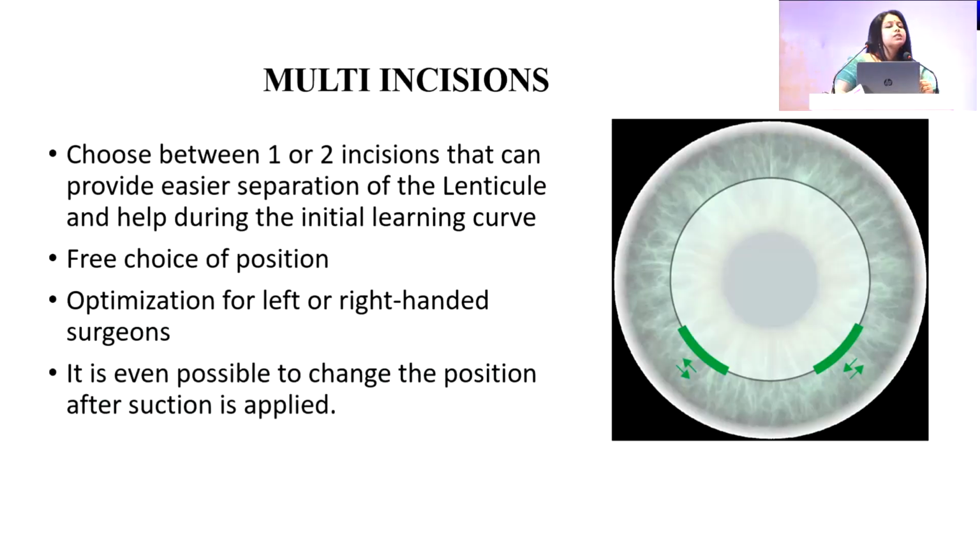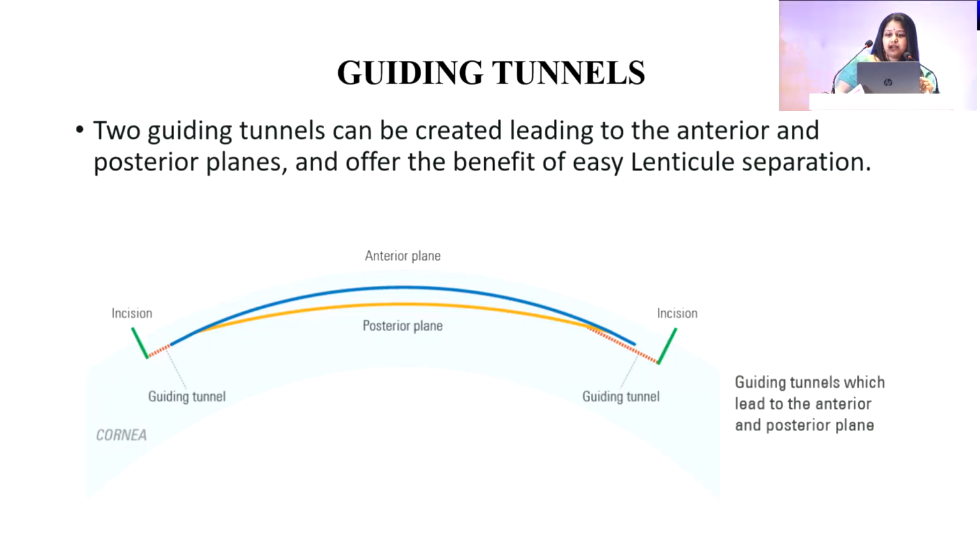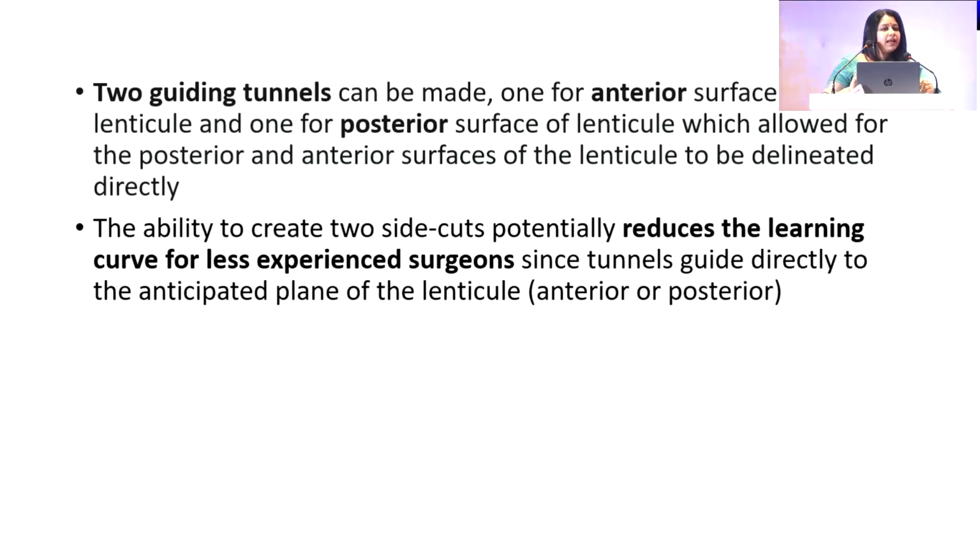The trickiest part when you deal with lenticular extraction is the identification of the plane. A lot of times beginners end up having misdissection of the planes. So CLEAR has a very useful tool of multi-incisions and guiding tunnels to give beginners and learners a very wonderful surgical experience. We can plan the tunnel incision 1 or 2 depending upon the surgeon's comfort, and the position can also be optimized, and the guiding tunnel will guide to the anterior and posterior surface of the lenticule.